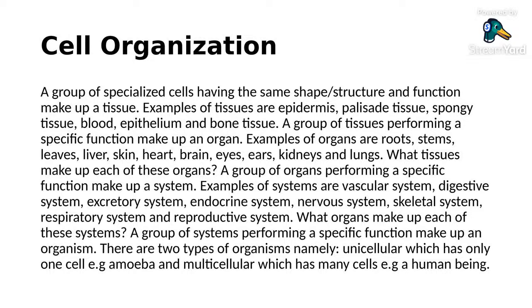Examples of systems are the vascular system, the digestive system, and the excretory system. In the excretory system, we've got the skin, the lungs, the kidney, and the liver. These are organs found in the excretory system. We've got the endocrine system, and the nervous system, where we have the brain, the spinal cord, and nerves. We've got the skeletal system, where we find the muscles. We've got the respiratory system, and the reproductive system, where we find different organs forming up the reproductive system.